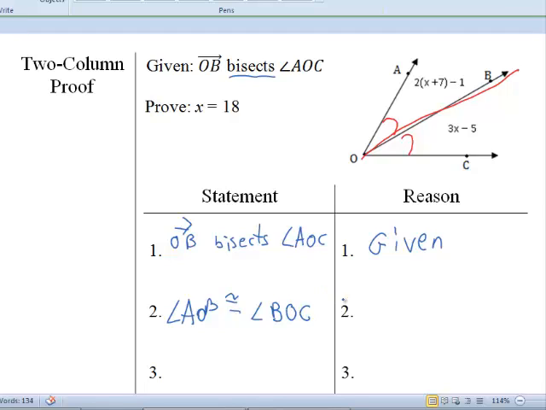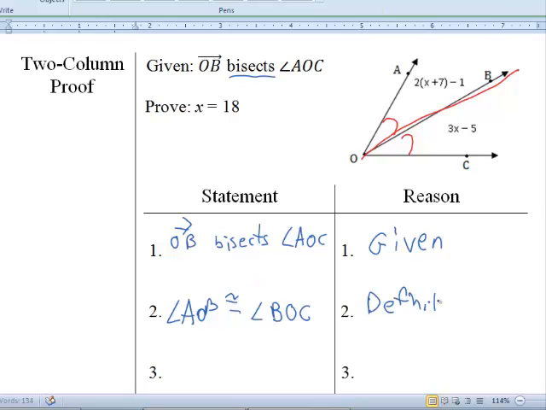And the reason for that, how do we know that? How do we know that bisects means that two angles are congruent, or two segments are congruent? Well, is it because Mr. Butterbaugh said so? Not only that, but by the definition of a bisector. So the reason here is definition of a bisector. By the very definition, I know it's cut in two and each one's congruent.